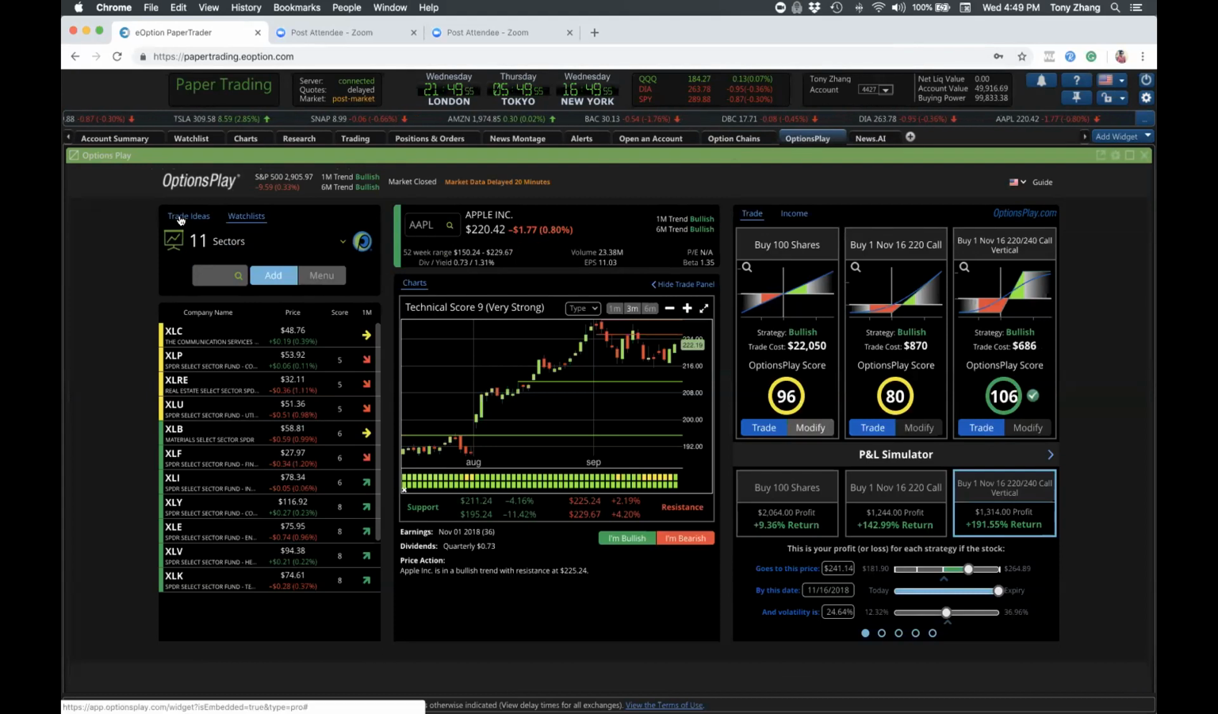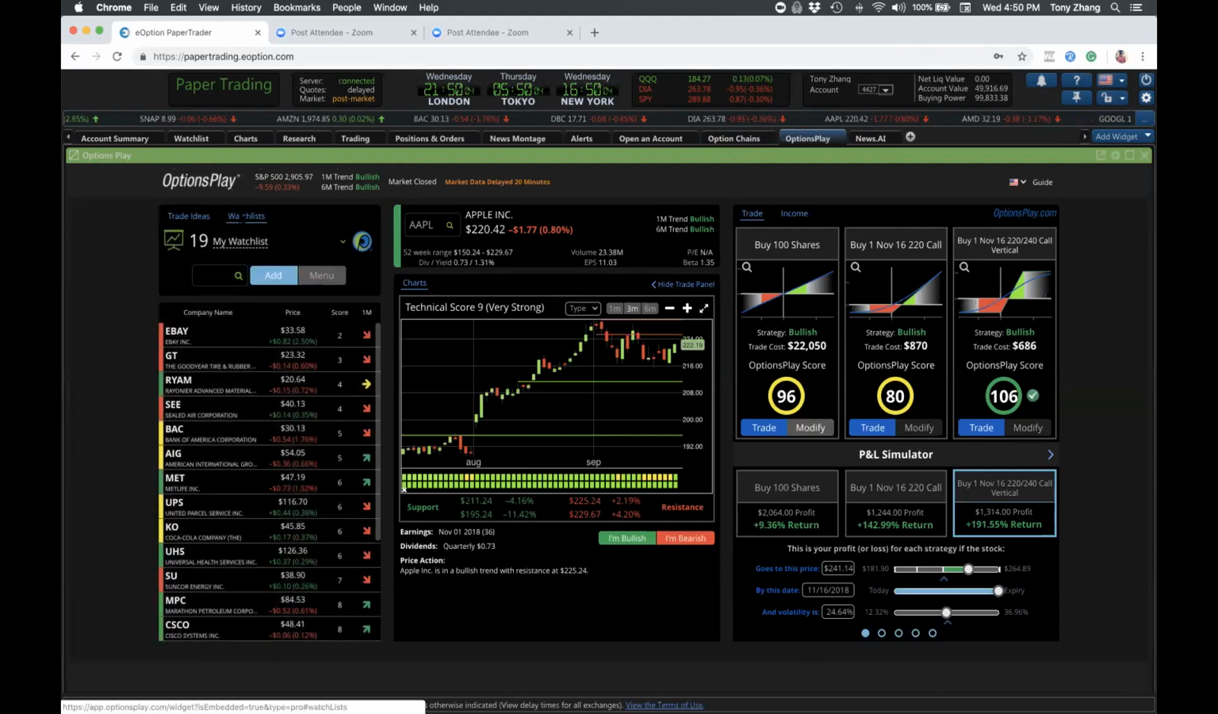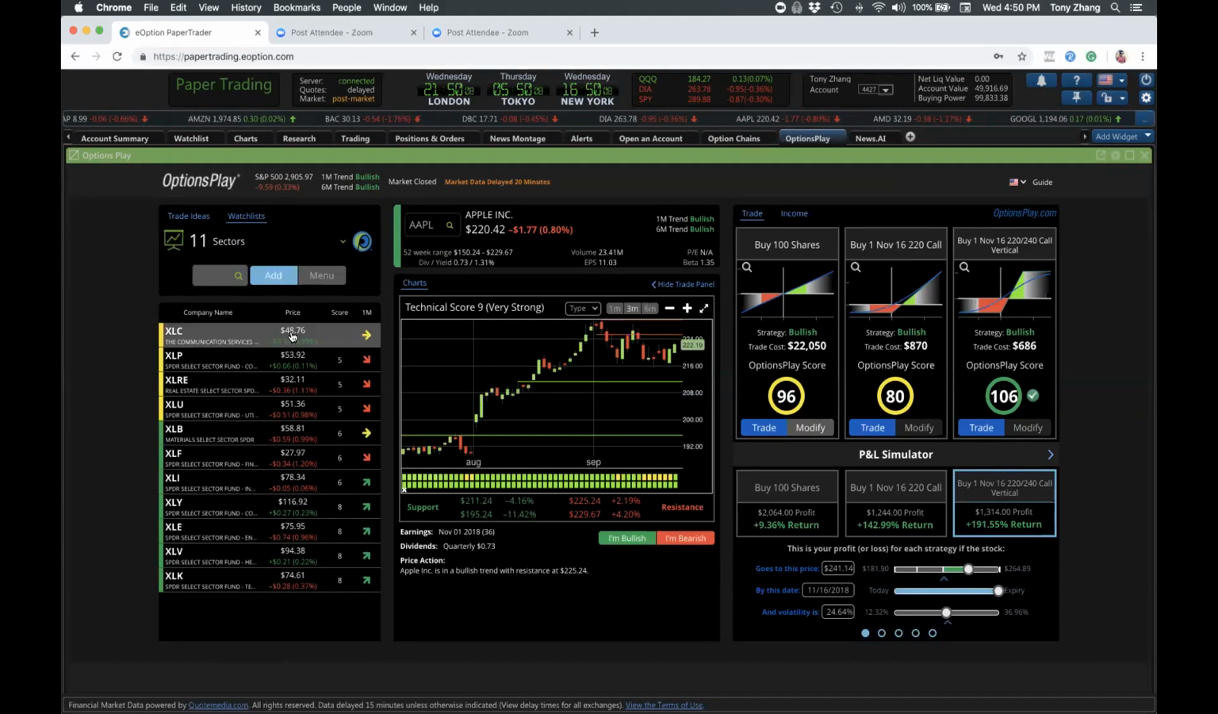So what we have here on the left is trade ideas and watch list. These are fresh trading ideas provided for you, bullish and bearish ideas every single day. We have a watch list that is pre-built for you. There's even a sector watch list, which is what I'll use in a few seconds to show you how to rank sectors or how to determine whether a sector is strong or weak.